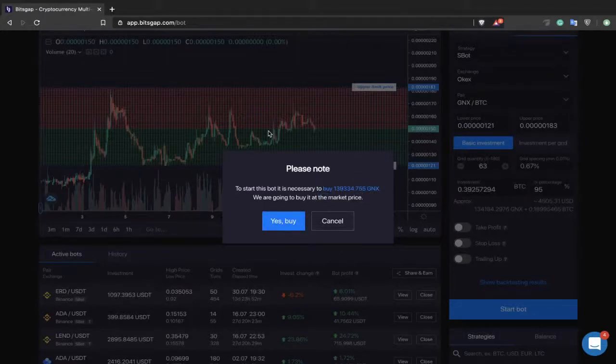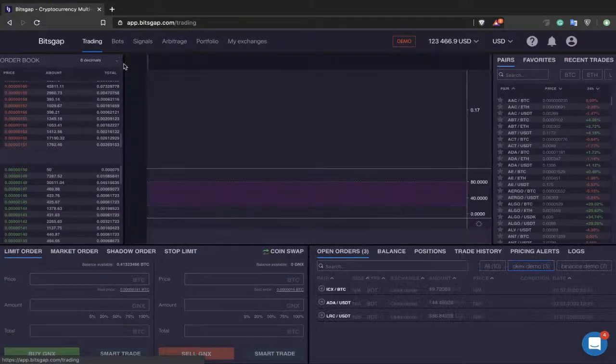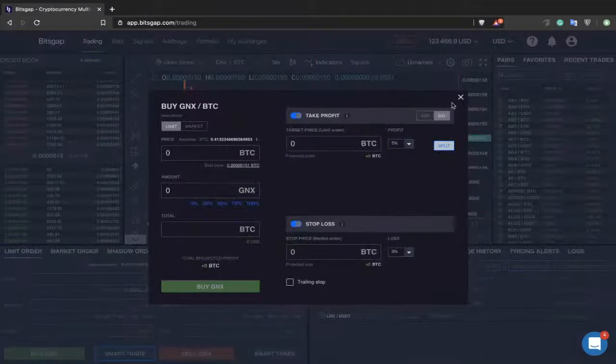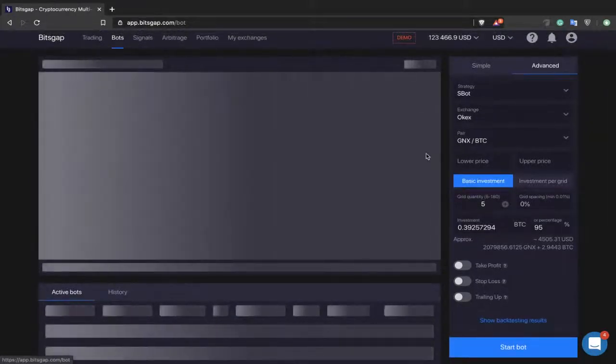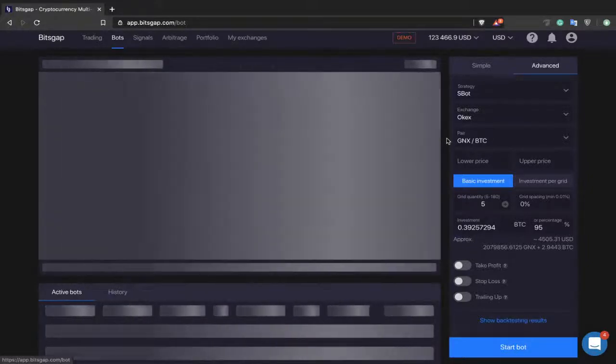But you are not actually obliged to use this option to buy at the market price, because we all know that buying at the market order, you actually pay a fee, all right? Whereas if you go to spot trading, smart trading, over here, you can buy this amount of GNX using the limit order or a smart trade that we have. But just to make it simple for you and to make it quicker, let's just stick to the plan, and I will initiate this bot with a market fill order.